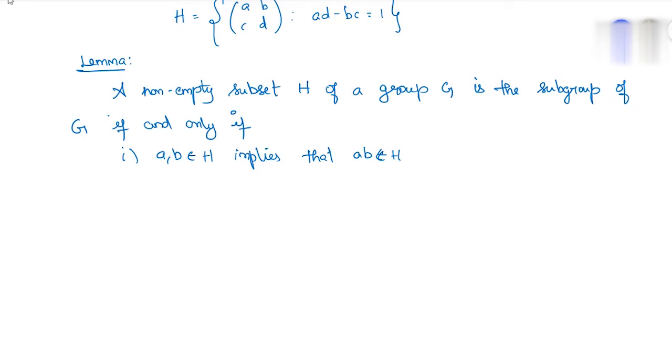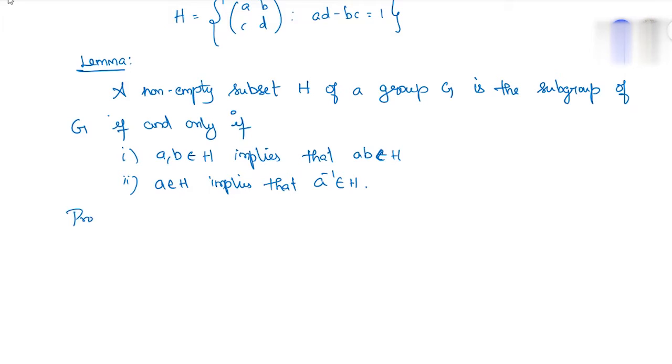As I said earlier in the class, all the operations are mentioned in terms of multiplication. You can change it according to the operation. If it is plus, you can write it as A plus B, and if it is star, you can use A star B. Similarly, the second one: A belongs to H implies A inverse belongs to H.